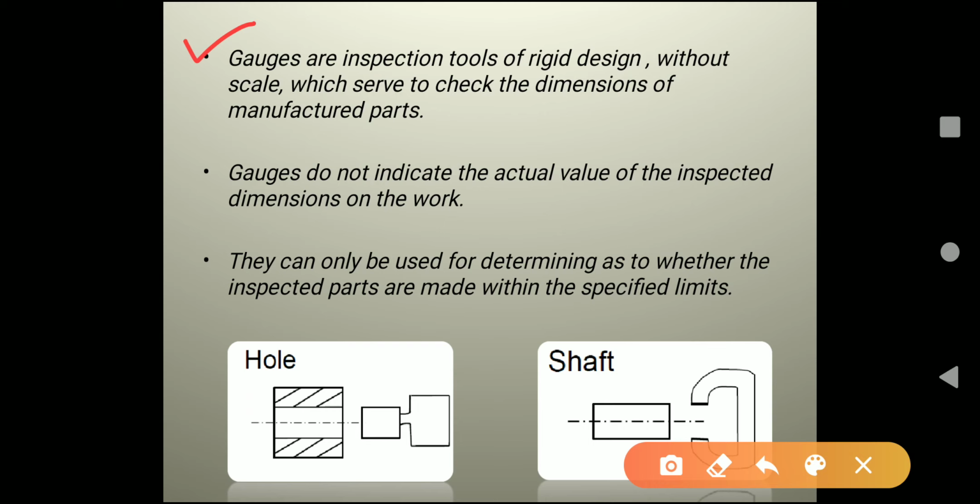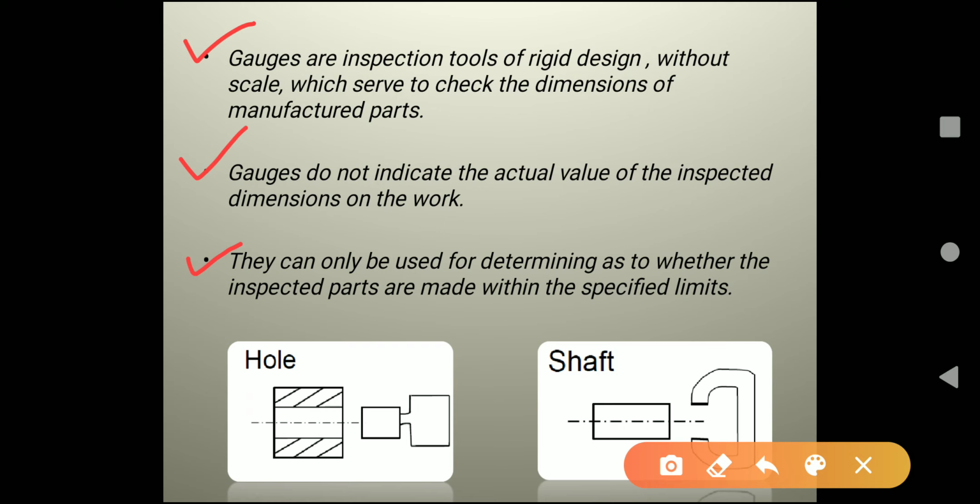So if you want to check the internal bore, you cannot comment on its dimension, but you can comment on its rejection or acceptance. Second, gauges do not indicate the actual value of the inspected dimension on the work. As we have discussed earlier, they can only be used for determining whether the inspected parts are made within the specified limit. That is, we have given the tolerances. Whether that particular part is within tolerance or not, we can see with the help of limit gauges.